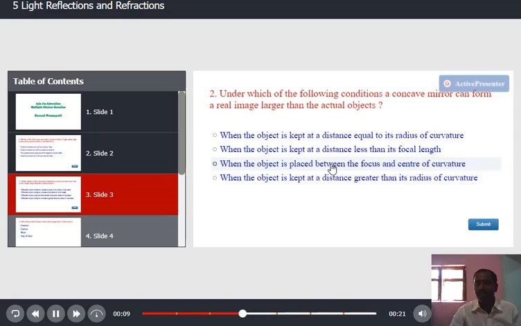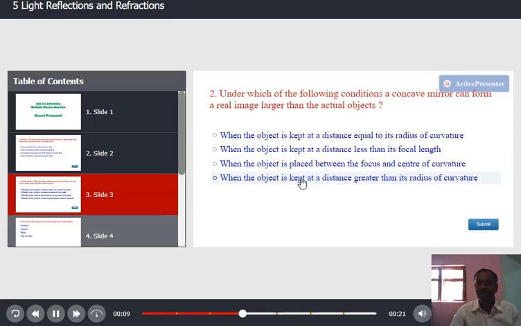When the object is placed between the focus and center of curvature, it means that when we place the object between C and F, then we get the image behind C and it is larger, and it is also real. So this is the correct option.